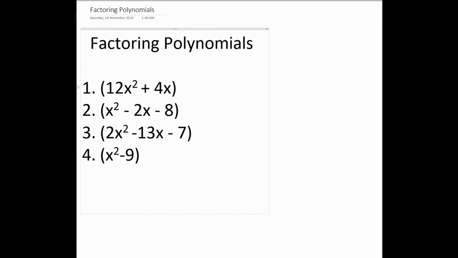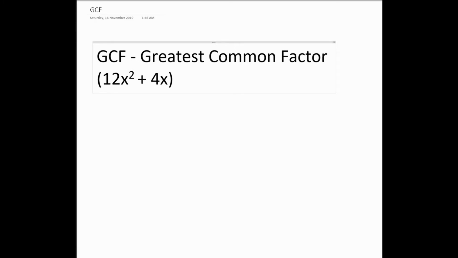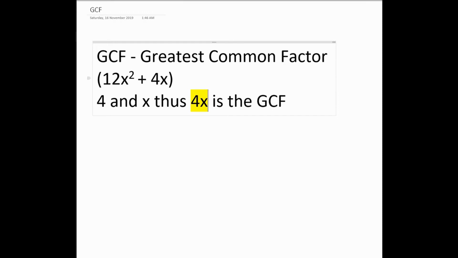So first, let's look at this sample: 12x squared plus 4x. For this one, the technique that we will use is looking for the greatest common factor. What's the greatest common factor between 12x squared and 4x? The greatest common factor for 12 and 4 is 4, and for x squared and x is x. Thus, the GCF for the whole polynomial is 4x.